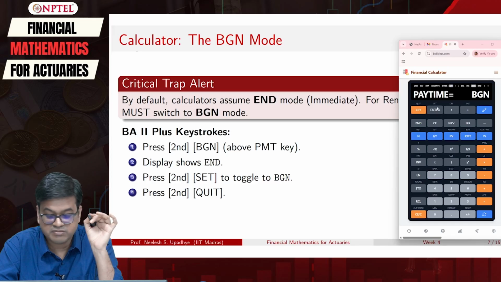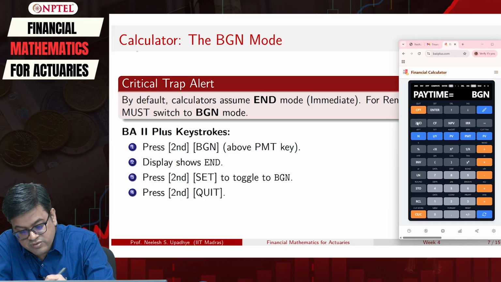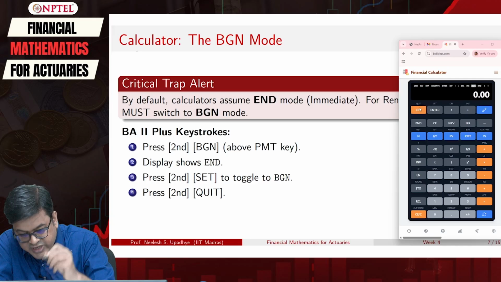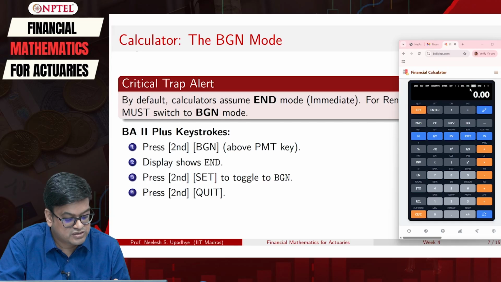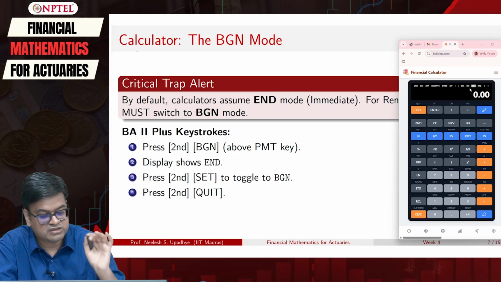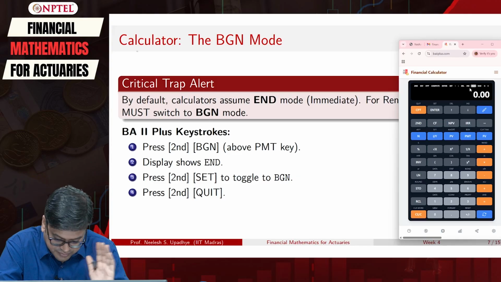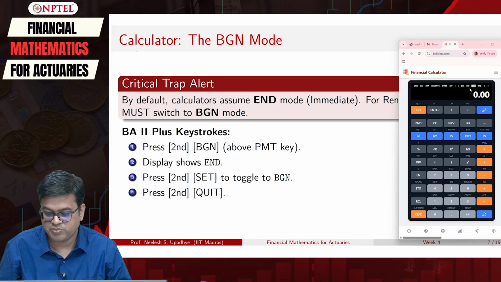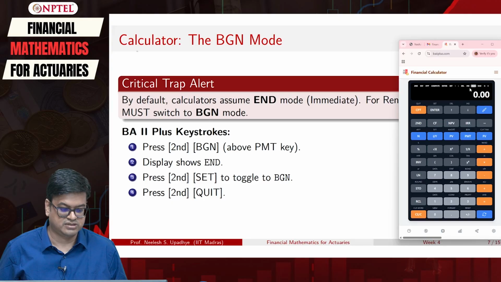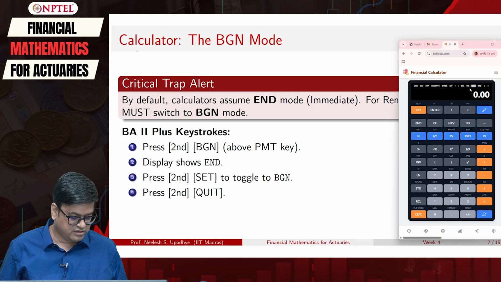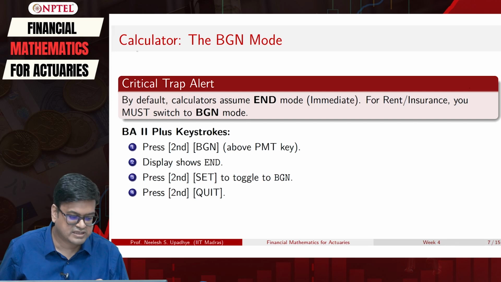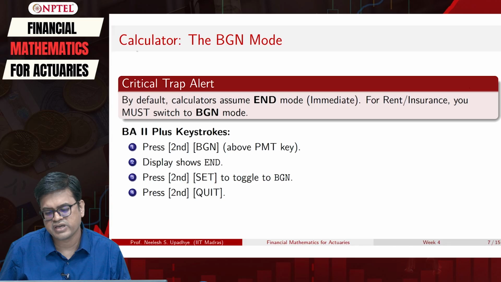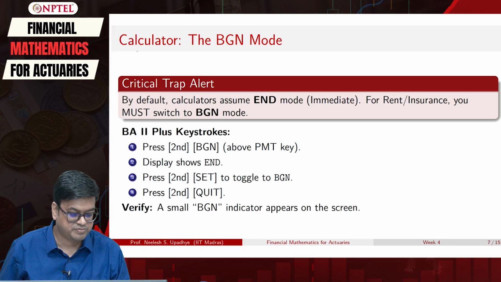Okay. Is the matter over? No. I have to now press second and quit it. Now, you see the toggle has become BGN instead of end. Okay. So, this is very important. That means I am in the right mode, and I can solve problems for rent and insurances. So, this is the first important step. Let us now move to some examples where we are actually looking at the apartment lease problem.